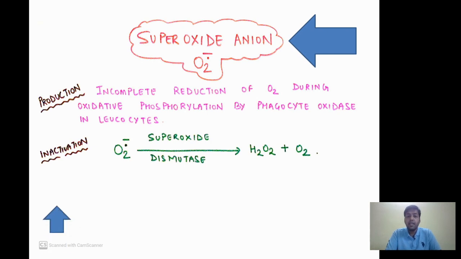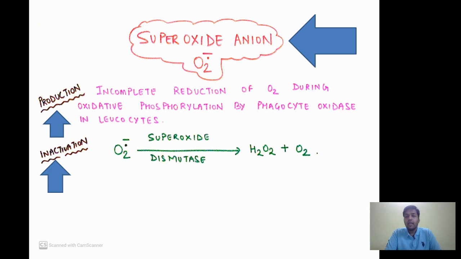By incomplete reduction of oxygen during oxidative phosphorylation by phagocyte oxidase inside the leukocyte. So this is the method of production of superoxide anion. And how are they inactivated? So in the presence of an enzyme called superoxide dismutase, superoxide gets converted to hydrogen peroxide and oxygen.